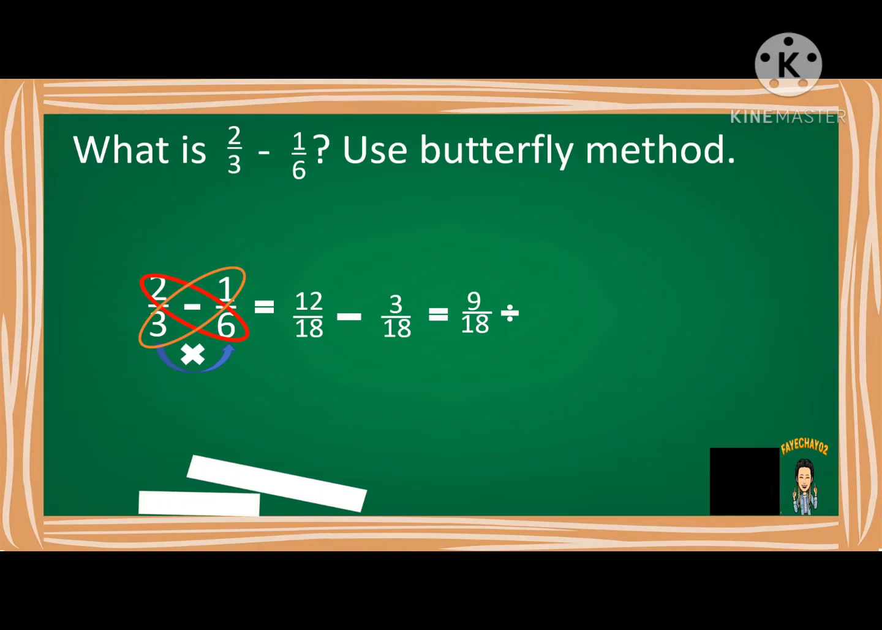Get the common factor. The common factor is 9. Divide the numerator and the denominator by 9. 9 divided by 9 is equal to 1. 18 divided by 9 is equal to 2. 2/3 minus 1/6 is equal to 1/2. 1/2 is the final answer.